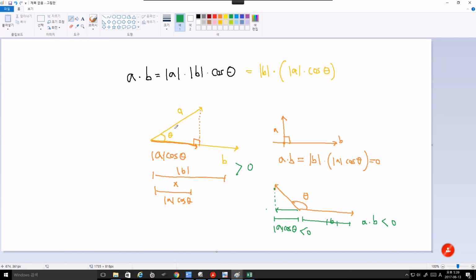In this case, A and B help each other, although not perfectly, so it is positive. If theta is 0, they help each other perfectly, right? Therefore, the inner product measures how much two arrows help each other, the magnitude of how much two forces help each other in the same direction.